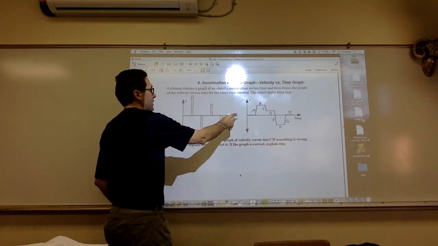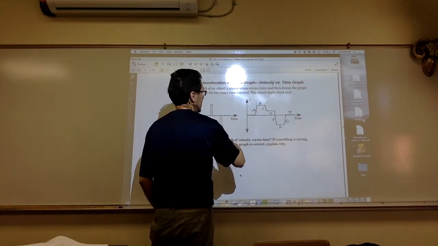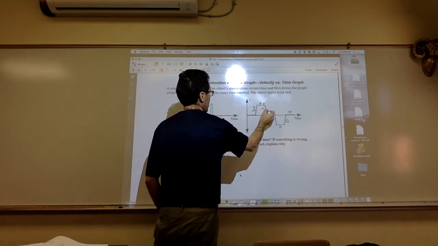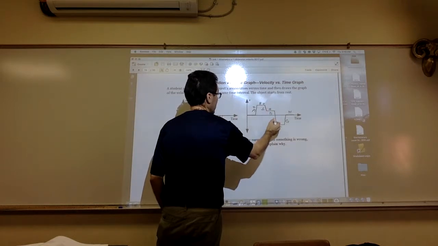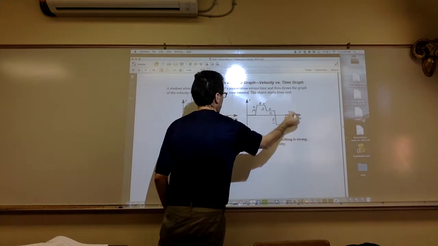For part A, the slope of this segment here should give us the acceleration. So the acceleration here is positive. The acceleration here is 0. This acceleration should be negative. For D, it should be 0. E, it should be negative, 0, positive. It's just the slope, basically, right?